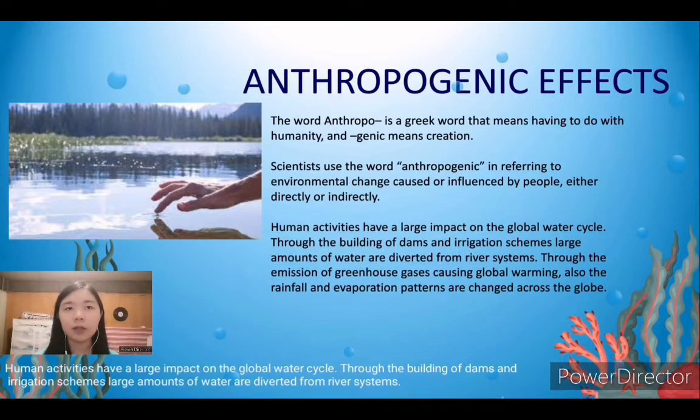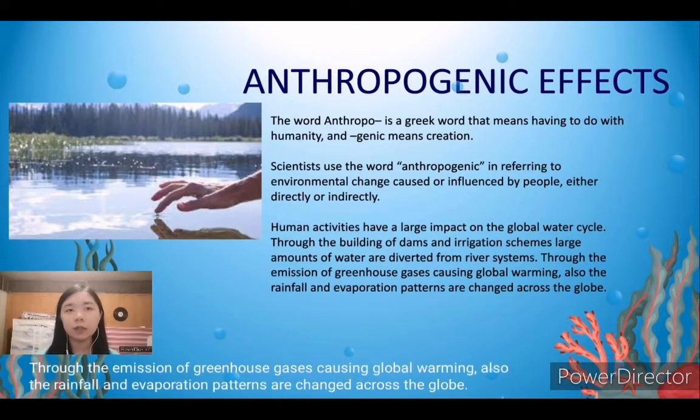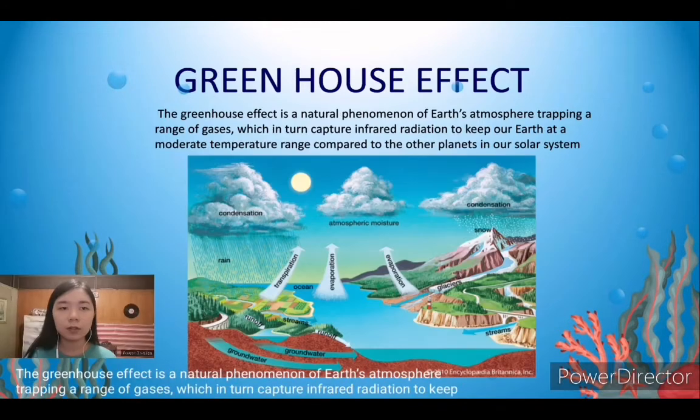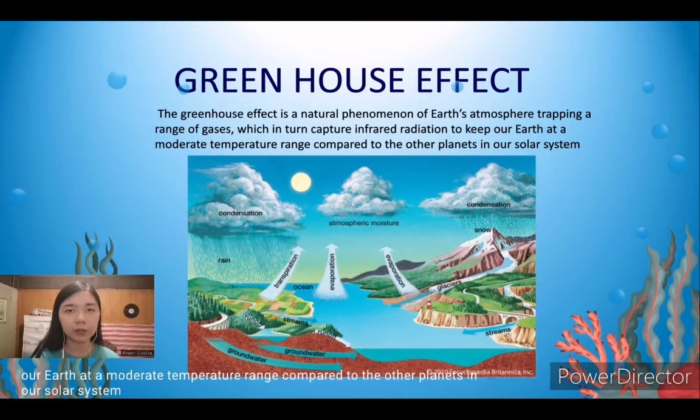Human activities have a large impact on the global water cycle. Through the building of dams and irrigation schemes, large amounts of water are diverted from river systems. Through the emission of greenhouse gases causing global warming, rainfall and evaporation patterns are also changed across the globe. Greenhouse effect. The greenhouse effect is a natural phenomenon of Earth's atmosphere, trapping a range of gases, which in turn capture infrared radiation to keep our Earth at a moderate temperature range, compared to other planets in our solar system.